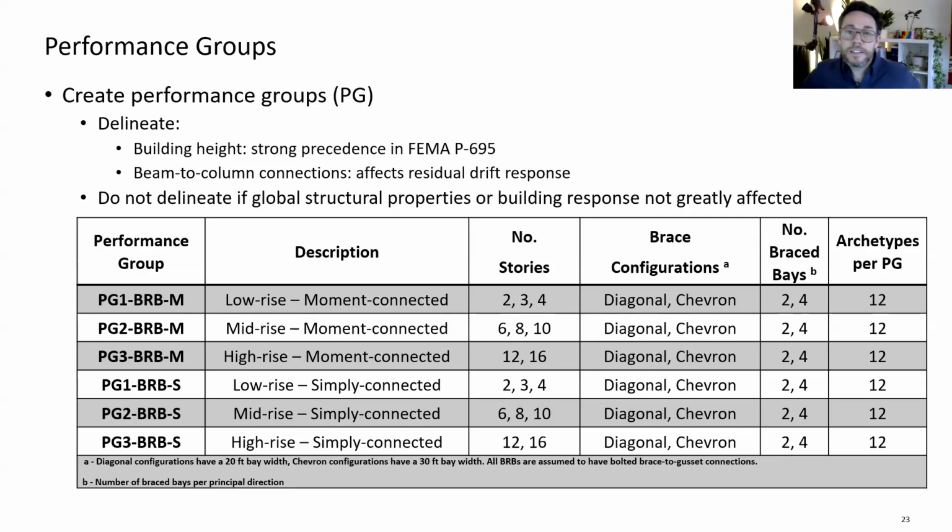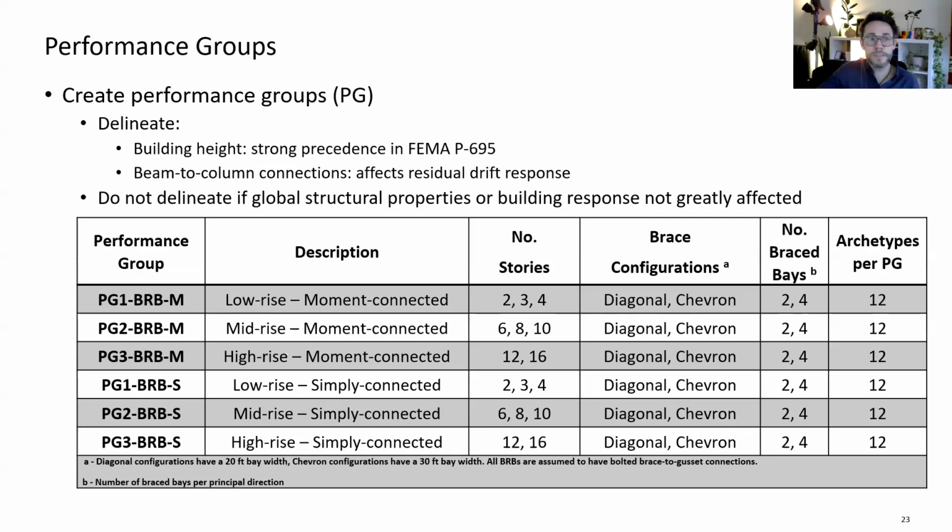And as you can see in this table, this process results in 6 performance groups for this particular seismic force resisting system, 3 of which are moment connected and 3 simply connected, so that you can denote by the M or the S in the performance group definition. And then as a result of this, what we also do is distinctively look at low, mid, and high-rise structures, and you can see the number of stories that we consider in each one of those groups, and that results in 12 archetypes per performance group, as you can see in the last column of that table.